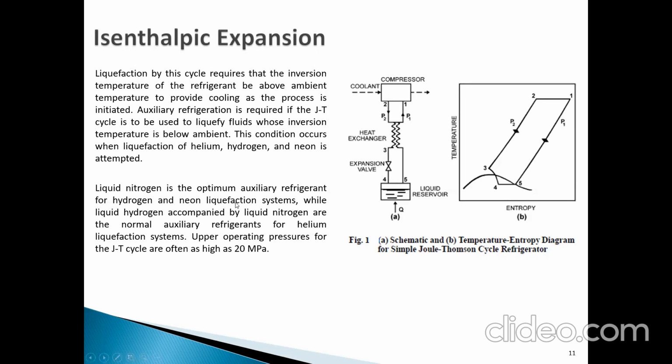Liquid nitrogen is the optimum auxiliary refrigerant for hydrogen and neon liquefaction systems, while liquid hydrogen accompanied by liquid nitrogen are the normal auxiliary refrigerants for helium liquefaction systems. For the diagram, so check nyo lang yung mga plant. Upper operating pressures for GT cycle are often as high as 20 megapascal. Upper operating pressures. Saan yung upper? Ito. O compress mo. So, ito yung upper pressure niya.